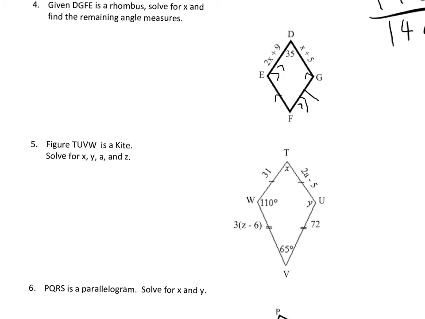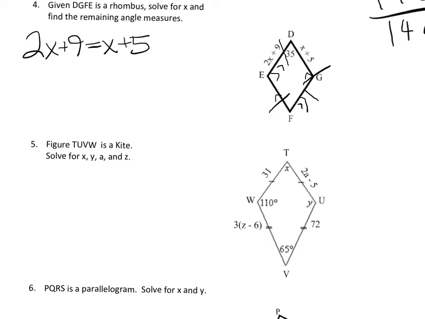So I know that this side is the same length as this side, which is the same length as this side, which is also the same length as that side. I don't want to cover up too much of my picture there, but we know that all 4 sides are equal lengths. So it's asking me to solve for x and then find the remaining angle measures. Well, since I know that all the sides are the same length, I can set up my equation just by setting those two sides equal to each other. So I have 2x plus 9 equals x plus 5.